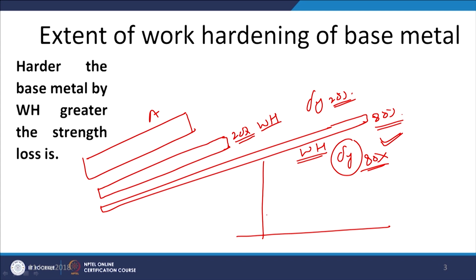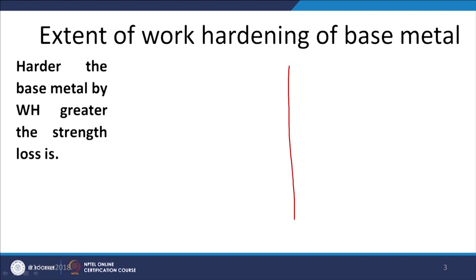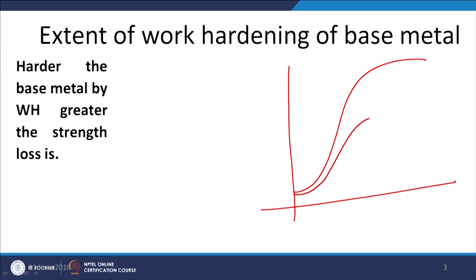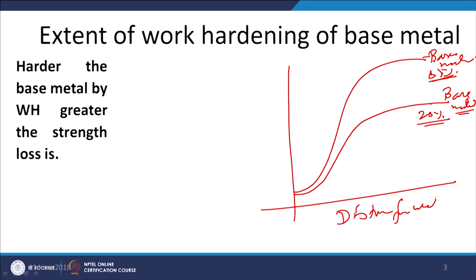So the one subjected to 80% reduction will have the higher yield strength like this, and the one subjected to the lower percentage reduction, say 20%, will have less yield strength. So this is the base metal strength of the metal subjected to 20% reduction and the base metal yield strength of the metal subjected to 80% reduction. Obviously the one subjected to 80% reduction will have the higher yield strength. This axis is the distance from the weld center and this is the hardness or yield strength variation.